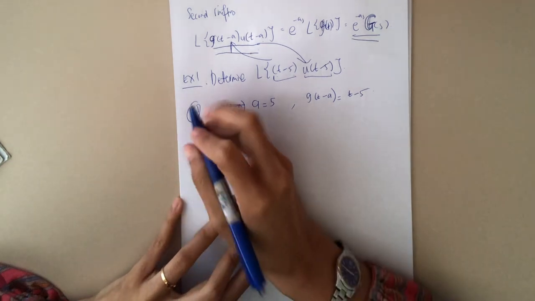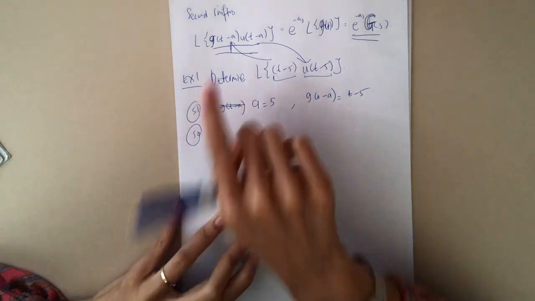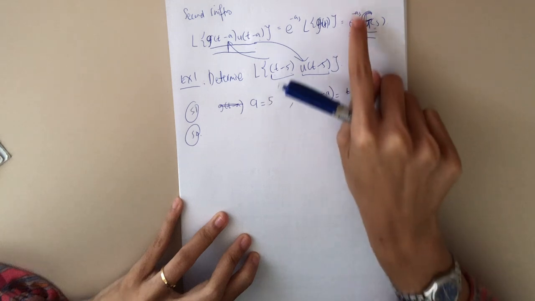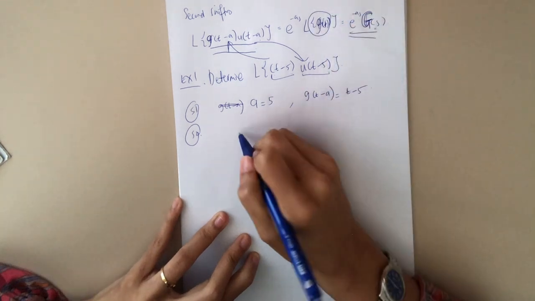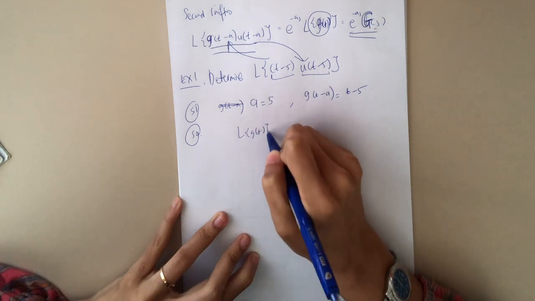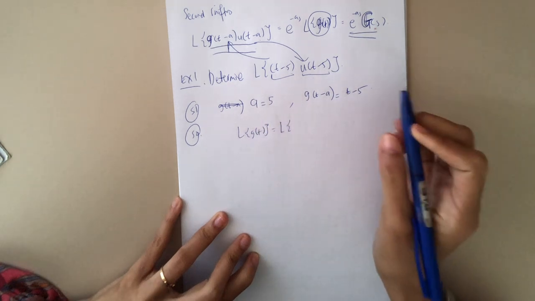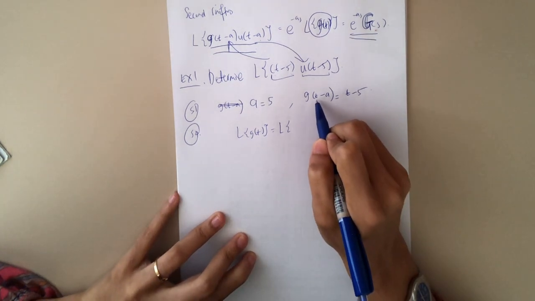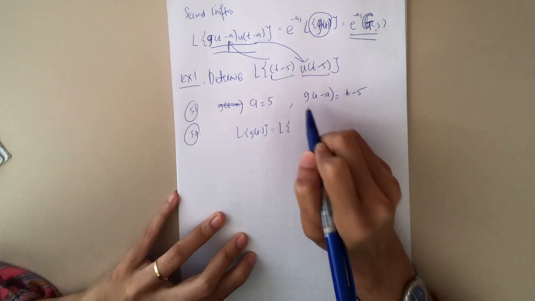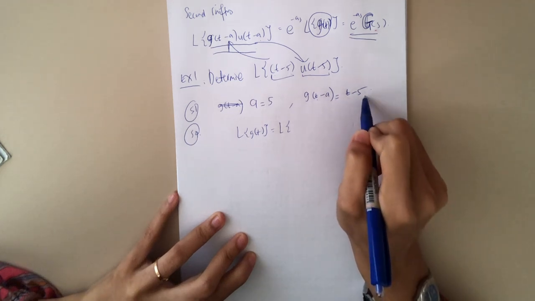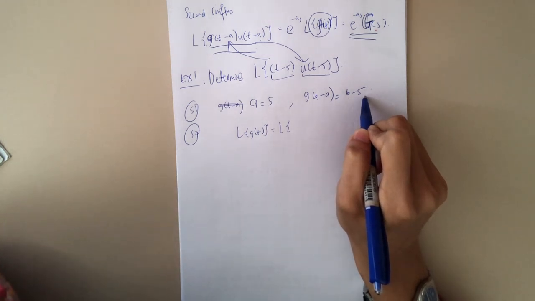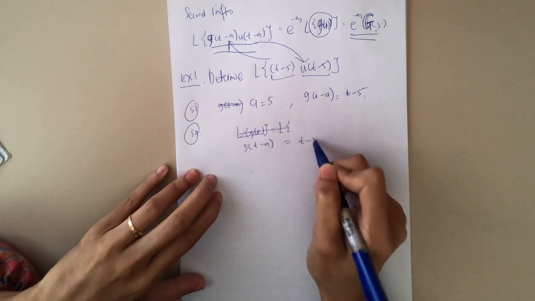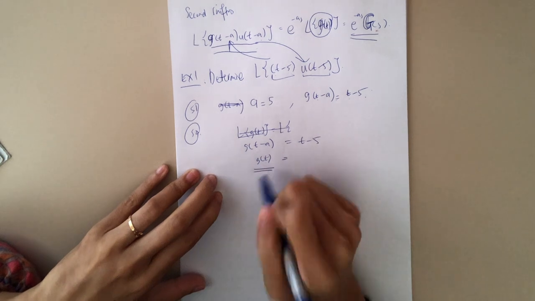Then what else? Step number 2. This is the equation from just now. We know the final answer must be in terms of e to the negative a s times G(s). So you need to find your g(t) first, meaning find the Laplace transform for g(t). What is your g(t) here? From step number 1, g(t minus a) is t minus 5, but I just want g(t).